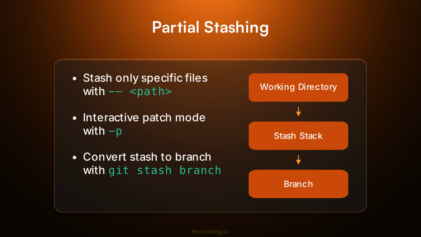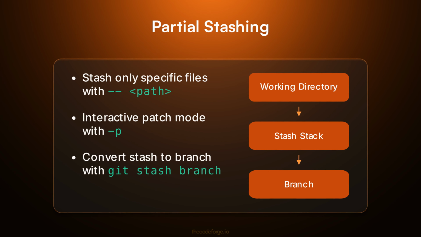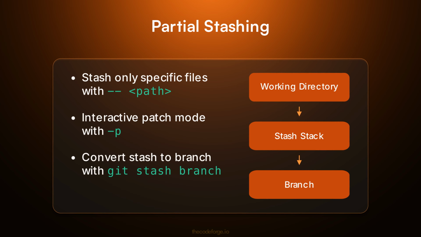Sometimes you only want to stash part of your changes. git stash push -- path stashes only the specified files. git stash push -p drops you into an interactive hunk-by-hunk selection. And git stash branch converts a long-lived stash into a proper branch.